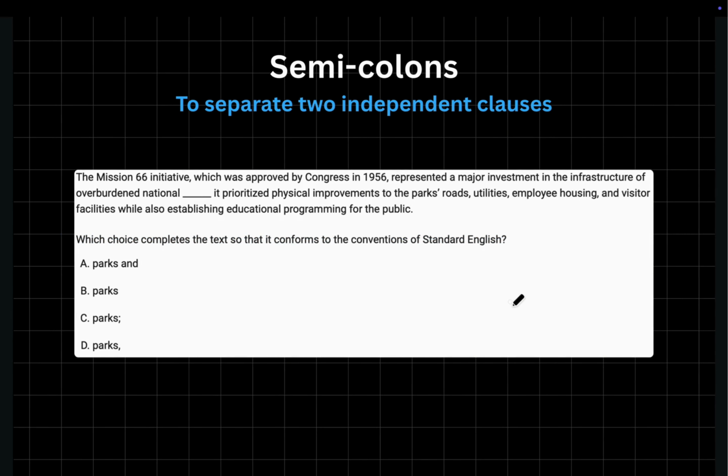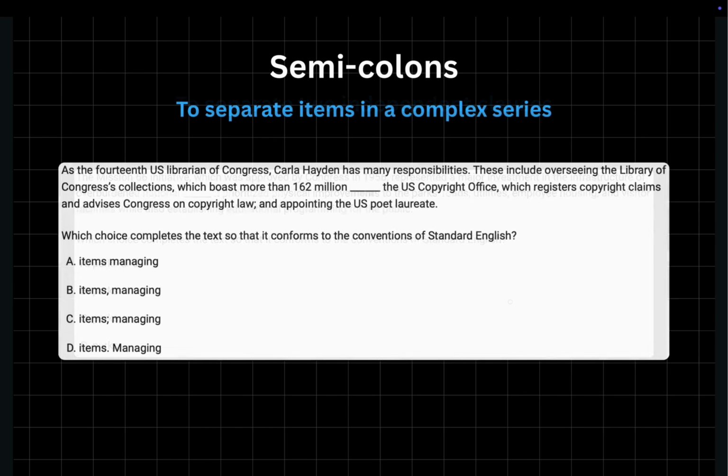The first role we have discussed, which is to separate two independent sentences. So let me show you the second role where semicolons separate items in a complex series. "As the 14th U.S. Librarian of Congress, Carla Hayden has many responsibilities. These include overseeing the Library of Congress's collection, which boasts more than 162 million items." Okay, that made sense on its own, so it is independent.